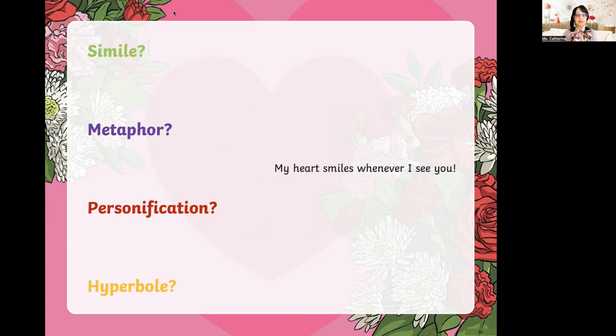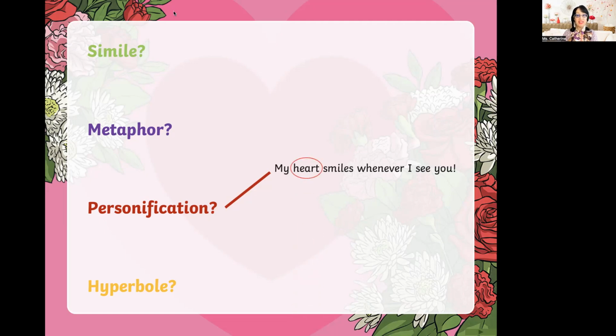My heart smiles whenever I see you. Let me repeat. My heart smiles whenever I see you. Okay, who picked personification? Well, if so, you are correct. If not, this is the reason why it's a personification.